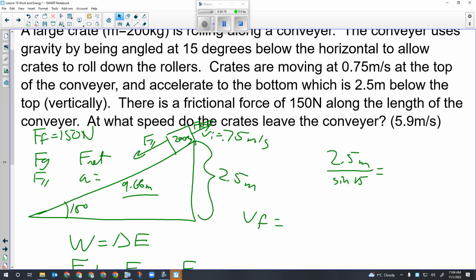It's 1, 2, 3, 4, 5 calculations. I don't need that many. I can do it in 2. Everybody with me there? Would it be equally valid to do it that way? Totally would, and you'd get 5.9 if you didn't screw up any of the 5 calculations required to get there. You'd get 5.9 meters per second, but it would take you longer.